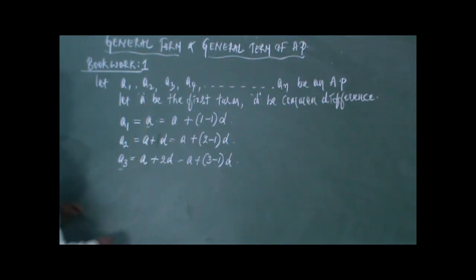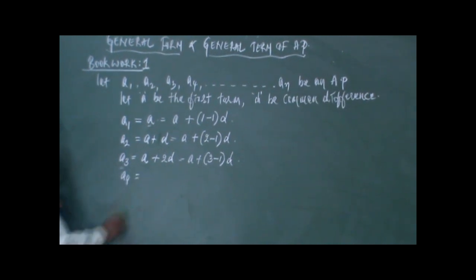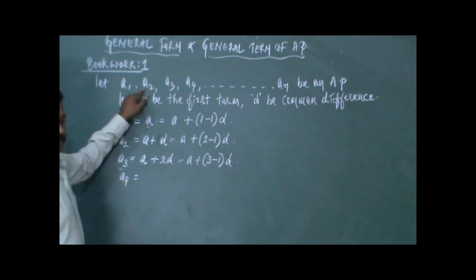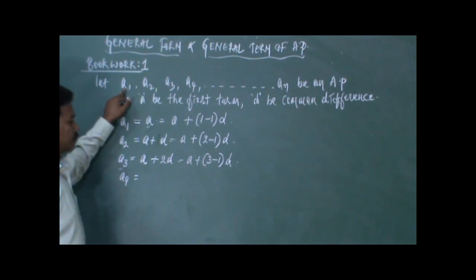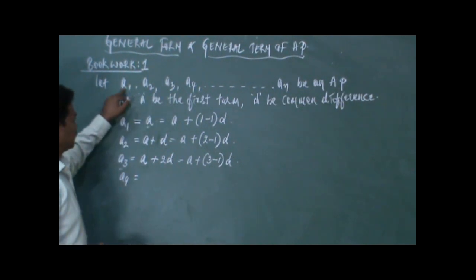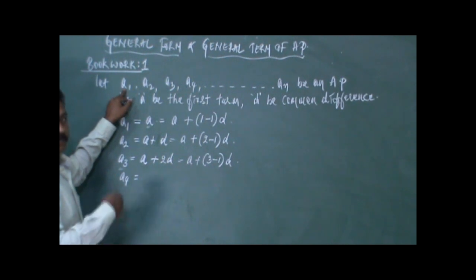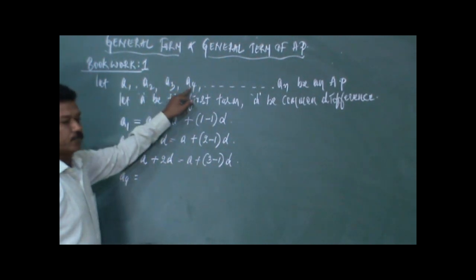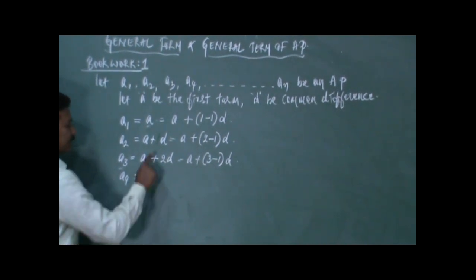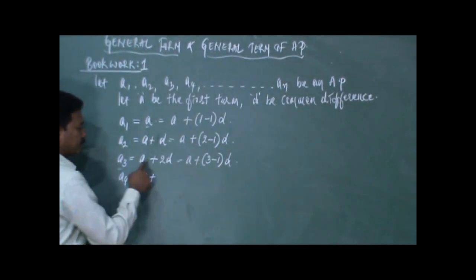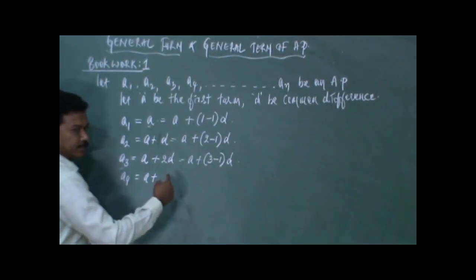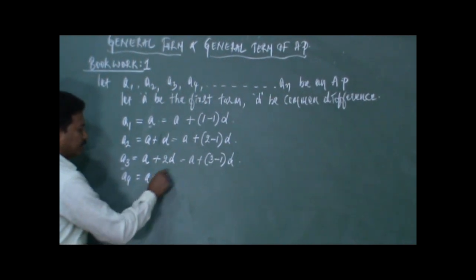So let us go with the fourth term. Again, remember the concept. When you add 1 time the common difference to the first term, you get the second term. 2 times the common difference to the first term, you get the third term. Similarly, if you add 3 times the common difference to the first term, you are going to get the fourth term. So this I am going to write. a plus, I am going to add 3 times the common difference to the first term. So d plus d plus d is nothing but 3d. So I am going to add 3d.